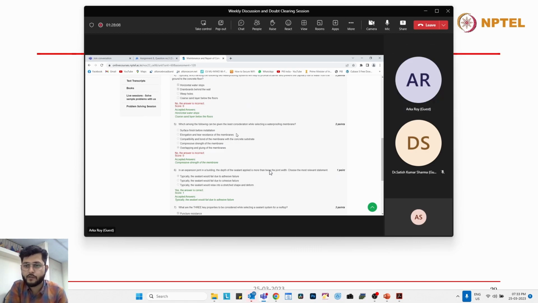You have to ensure that during the application process, you have to tell that to the labor or the worker over there. Yes, sir. Actually, I was thinking while answering this question that this point has no meaning, so it must be given the least consideration.